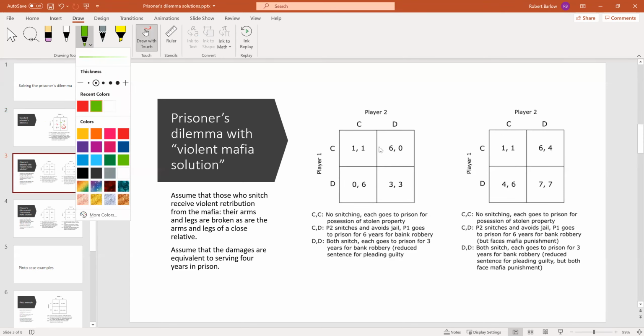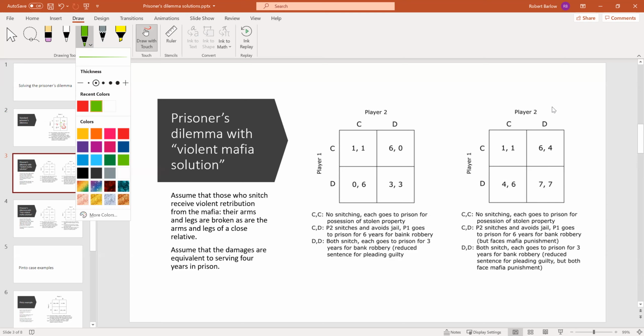So here's the standard prisoner's dilemma, and here's the prisoner's dilemma when it's transformed, when we imagine that the payoffs have been transformed because of mafia intervention. So what happens? Instead of going to prison for 0 years, instead of walking away a free person, they walk out of that precinct and they immediately have their arms and legs broken, and one of their loved ones' arms and legs are broken as well.